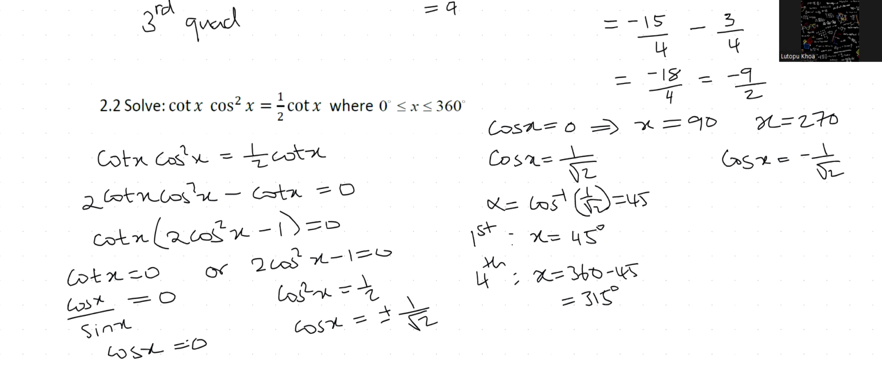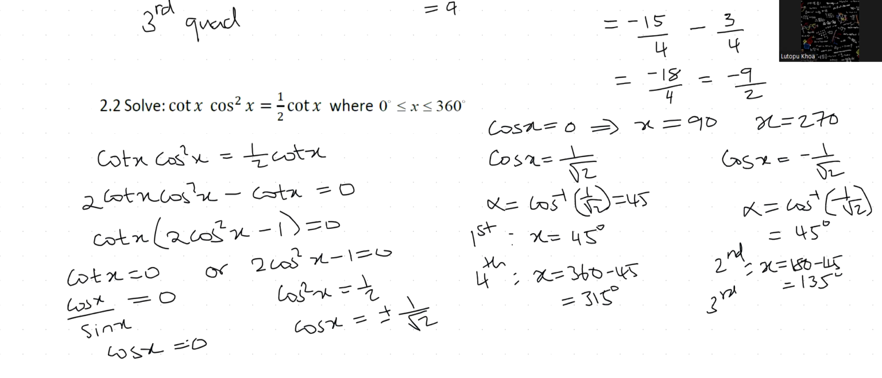Then the other one, cos x is equal to minus 1 over the square root of 2. Alpha is cos inverse of 1 over the square root of 2. You ignore the negative. It's 45 degrees. This is from the second and the third quadrant. In the second, x is equal to 180 minus 45, which is 135 degrees. In the third, x is equal to 180 plus 45, so x is 225 degrees. So those are your 6 angles that satisfy this equation.